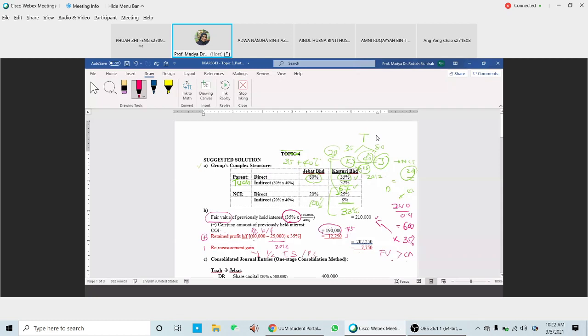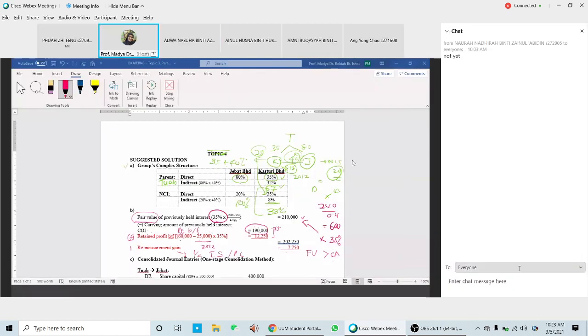So are there any questions that you have for this 2A and B here? Up to this one, is it okay? Any of you okay with this one? Any of you? Okay, so we proceed to the next one.